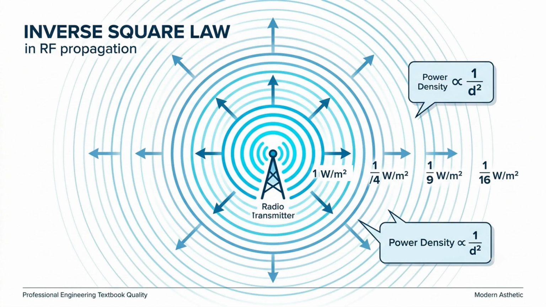Signal strength decreases with distance. Consider a transmitter radiating RF energy uniformly in all directions. If the power density is 1 watt per square meter at a distance of 1 meter, then according to the inverse square law, at 2 meters, the power density becomes 1/4 watt per square meter, at 3 meters, the power density becomes 1/9 watt per square meter, at 4 meters, the power density becomes 1/16 watt per square meter.